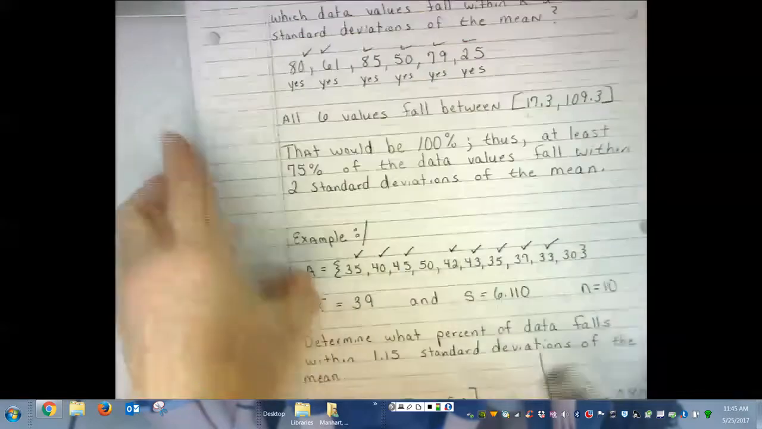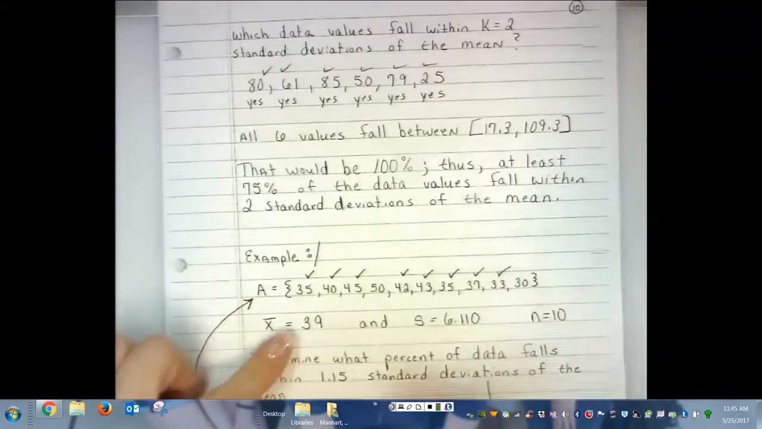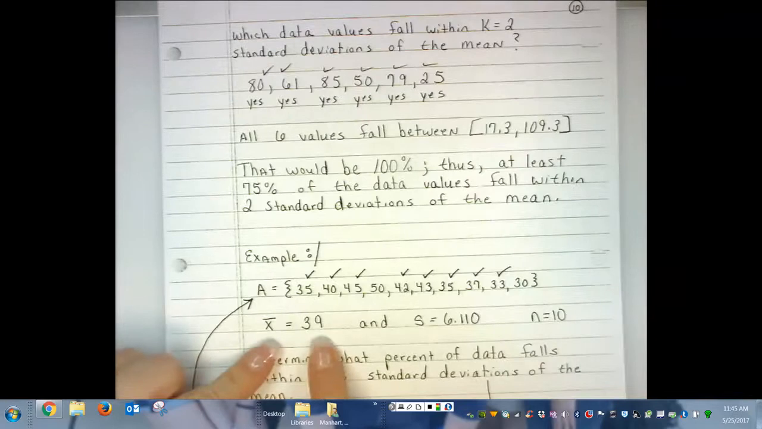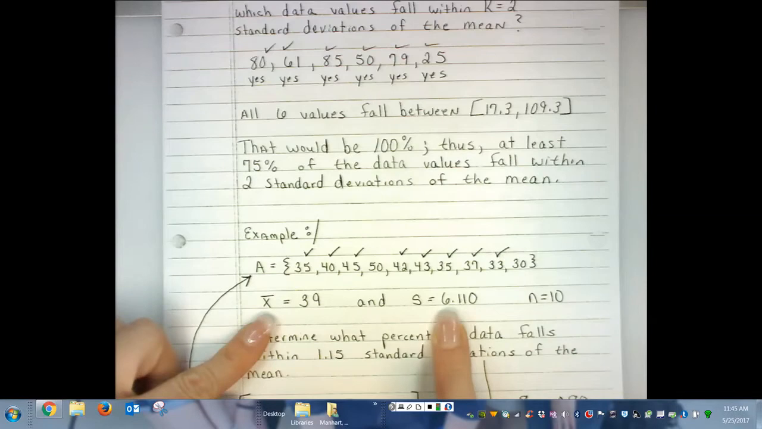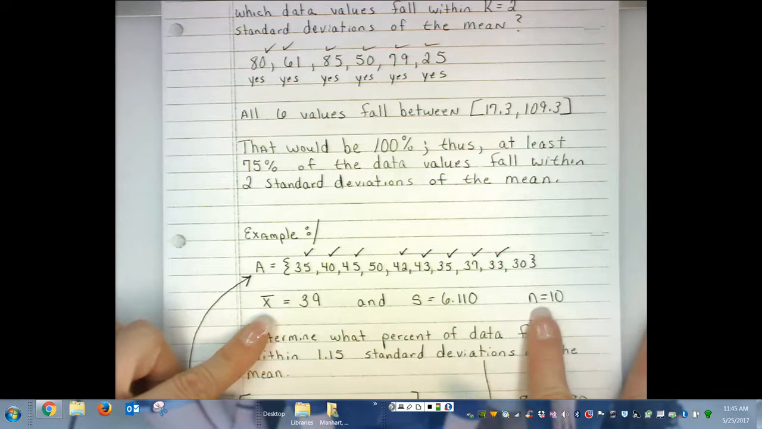Here's another example. I have a data set, and again, for Chebyshev to make sense, you need the average and you need the standard deviation. I really should round this standard deviation to 6.1. For some reason in the example, I left it at 6.110, but the rounding rule says to round to an additional decimal place, so I should be utilizing just 6.1. So just make note of that.